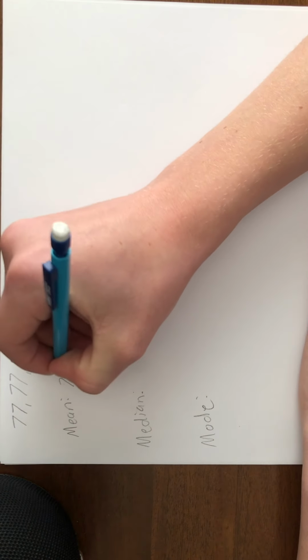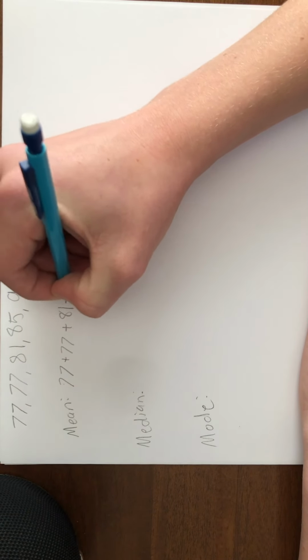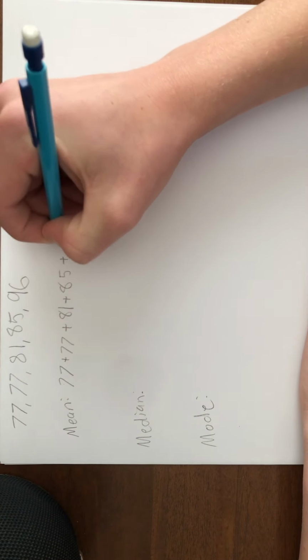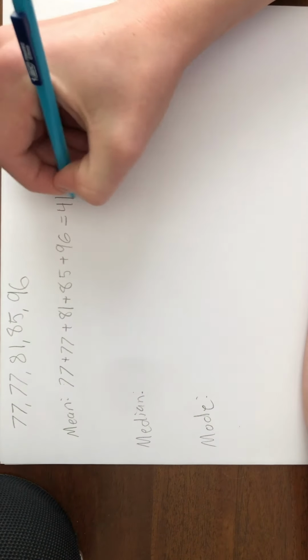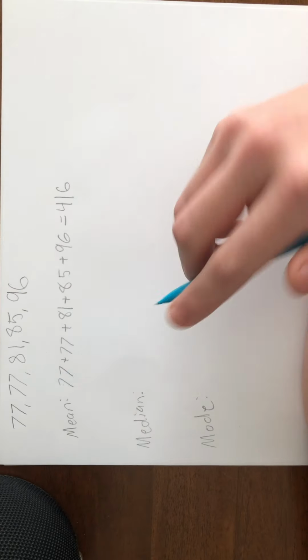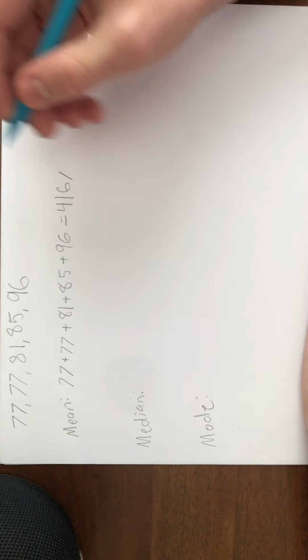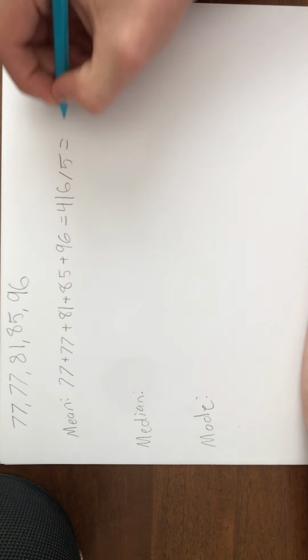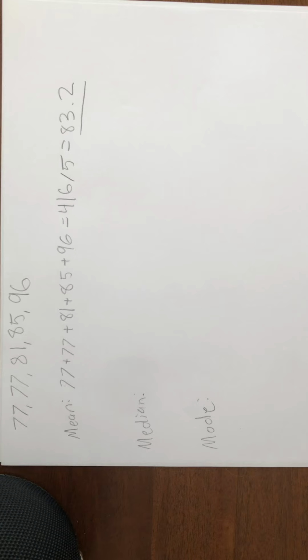So for this sample, we would take 77 plus 77 plus 81 plus 85 plus 96, which equals 416. Then we would take that and divide it by how many sample scores we have, which is 5. So we divide that by 5, and we get 83.2 as our mean.